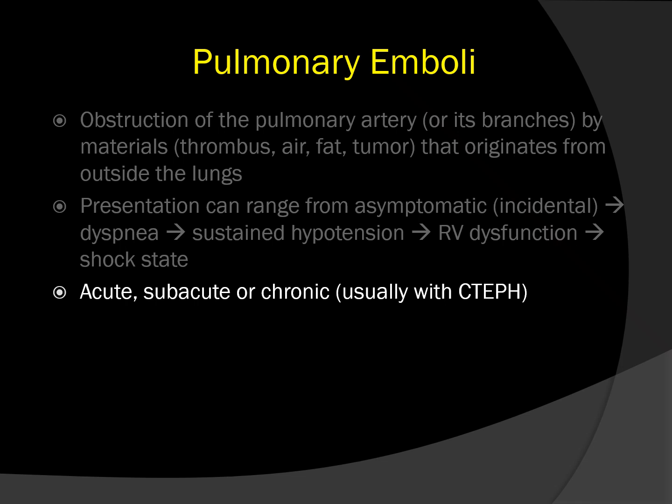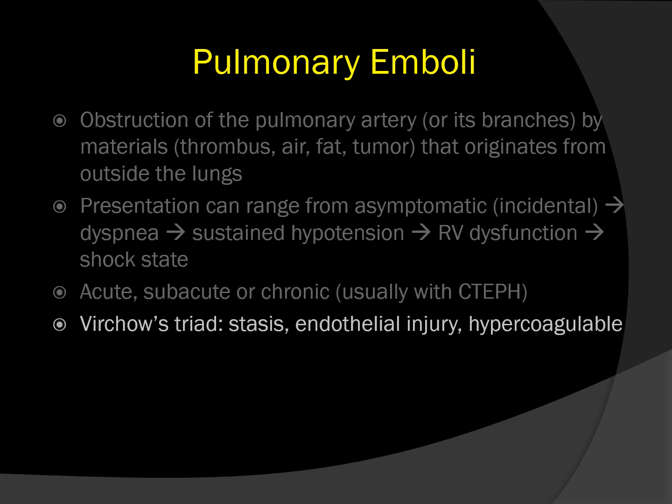Pulmonary emboli can be classified into acute, subacute, or chronic. Chronic pulmonary emboli are usually associated with chronic thromboembolic pulmonary hypertension, or CTEPH. To develop pulmonary emboli, we usually see patients having at least one or two, sometimes all three, of Virchow's triad. Virchow's triad are conditions that are required to form pathologic thrombus. Stasis or low flow, injury to the endothelium of blood vessels, or hypercoagulable states are the three elements of Virchow's triad.